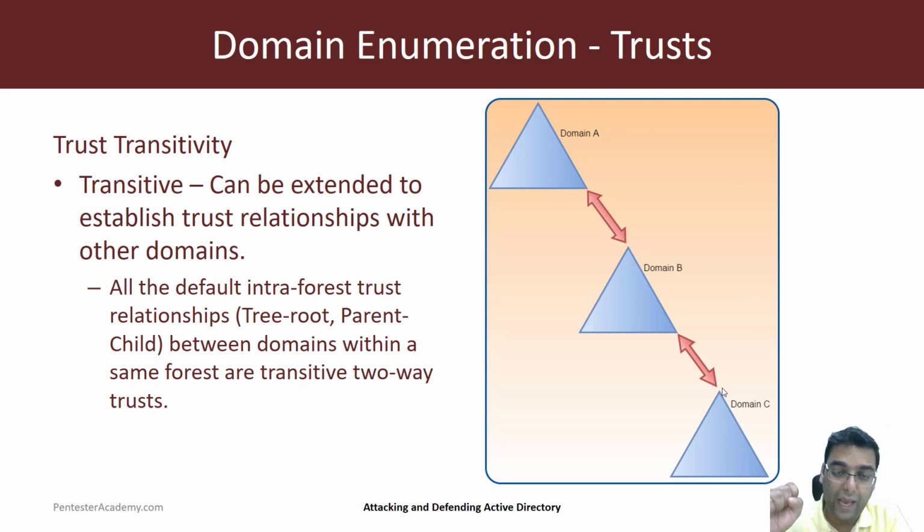Which trusts have this property set? All the default trusts, that is intra-forest trust relationships, tree root, parent-child, all of these trust relationships are bidirectional transitive two-way trusts.